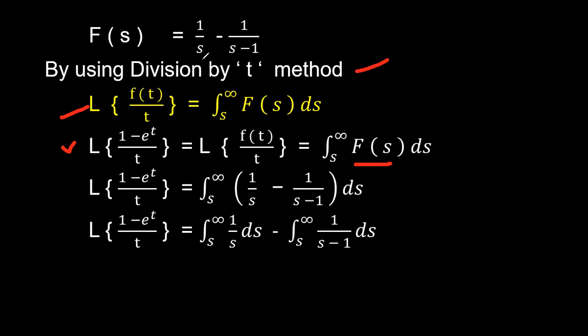So what is f of s? It is 1 by s minus 1 by s minus 1. In place of f of s, we have to substitute 1 by s minus 1 by s minus 1. Now apply this integration to this term individually and this term individually: integration from s to infinity of 1 by s ds as one term, minus integration from s to infinity of 1 by s minus 1 ds. So what is the integration from s to infinity of 1 by s ds?